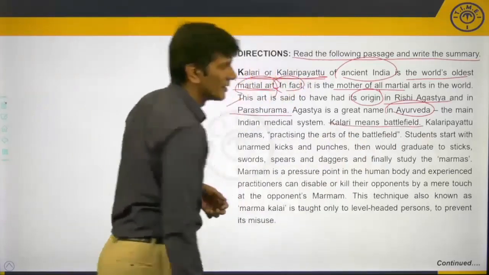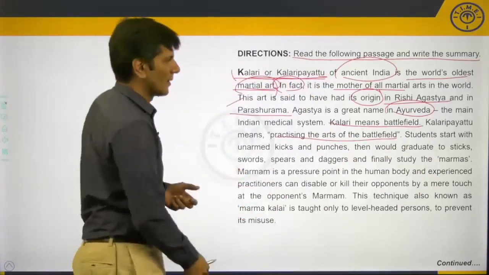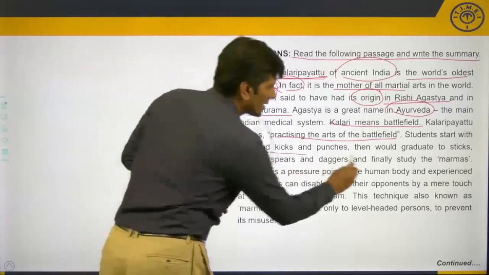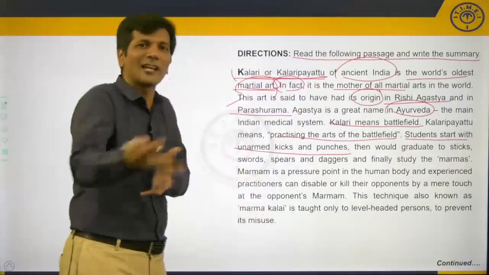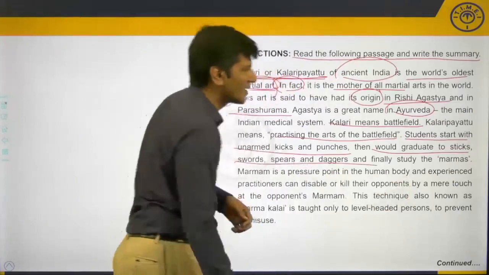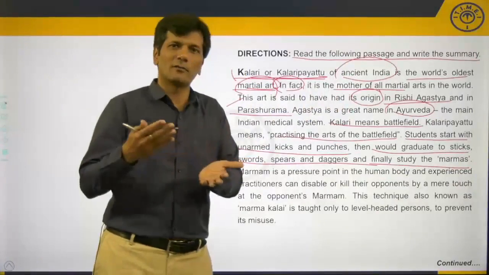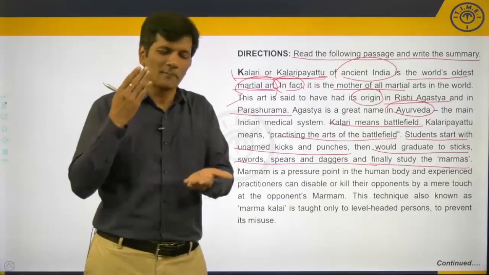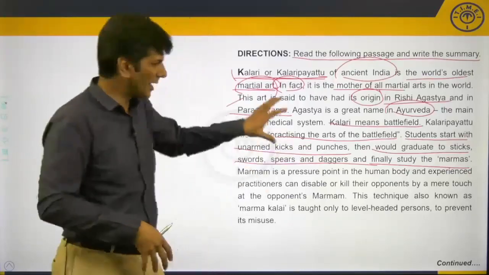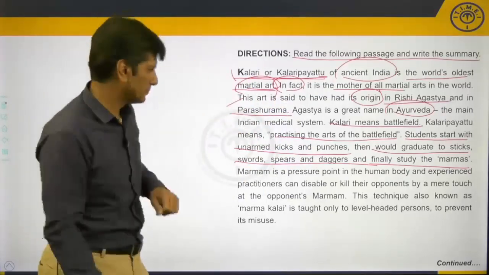Kalari means battlefield. So Kalari Payattu means practicing the arts of the battlefield. So what does it mean? The origin of the word and the meaning of the name. Students start with unarmed kicks and punches. Alright, so how is the training done? Then they would graduate to sticks, swords, spears and daggers, and finally study the marmas. So in other words, this is more like our graduation from, let's say, secondary school to high school and high school to college. It's as simple as that. So they've described three levels of gradation of how students learn.